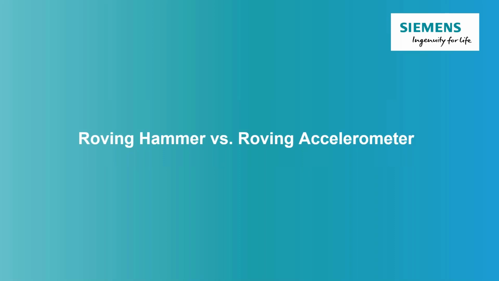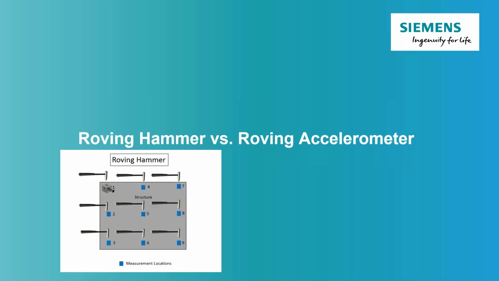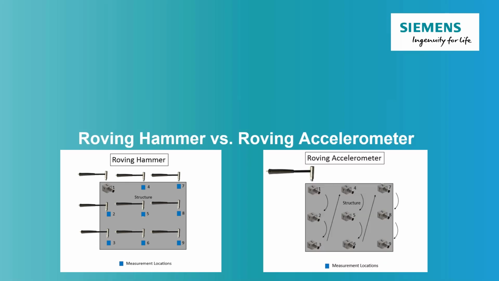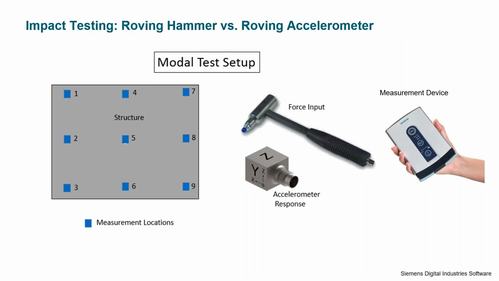There are two different methods for performing an impact test. You choose a set of points that you would like to measure. You can either rove your hammer, impacting on all those points while keeping an accelerometer fixed, or you can impact at one location and rove your accelerometer to all those points. So let's run through that in a little more detail with an example of a test on a flat plate.